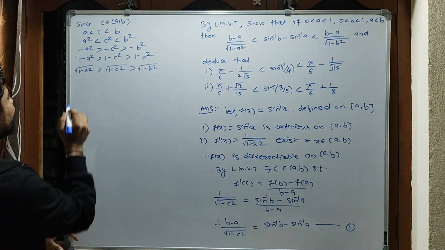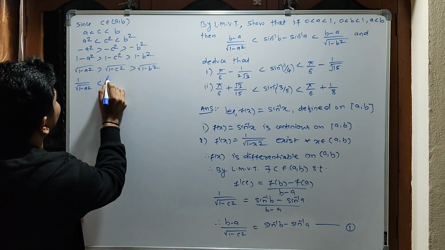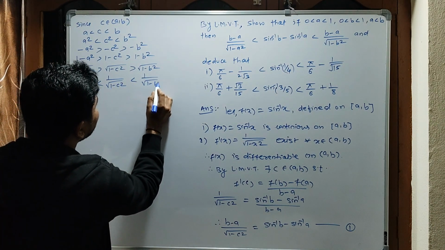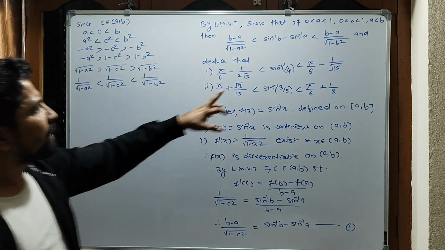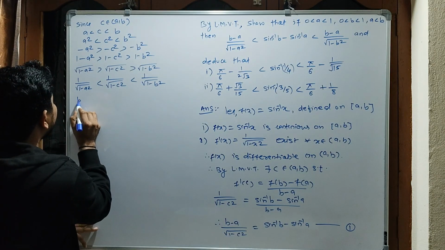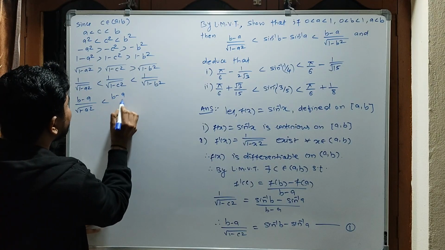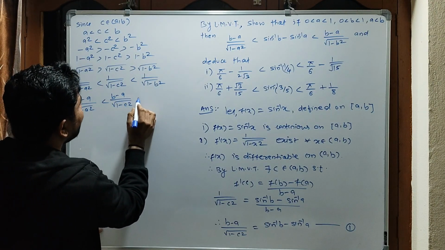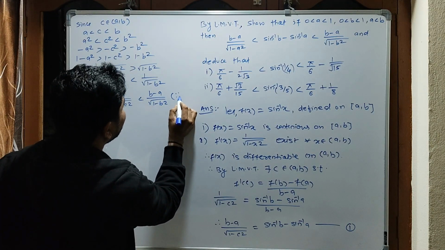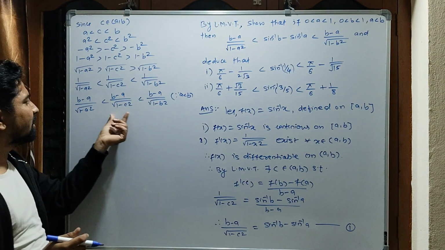Now I will take the reciprocal of each: 1/√(1 - a²) < 1/√(1 - c²) < 1/√(1 - b²). Now if a < b, then b - a is strictly greater than 0. So (b - a)/√(1 - a²) < (b - a)/√(1 - c²) < (b - a)/√(1 - b²), since b - a is strictly greater than 0.